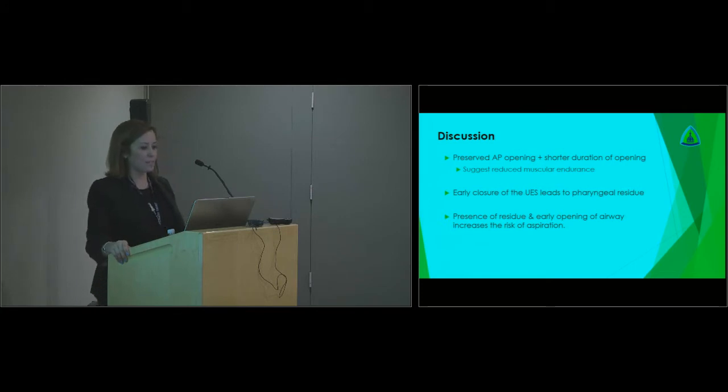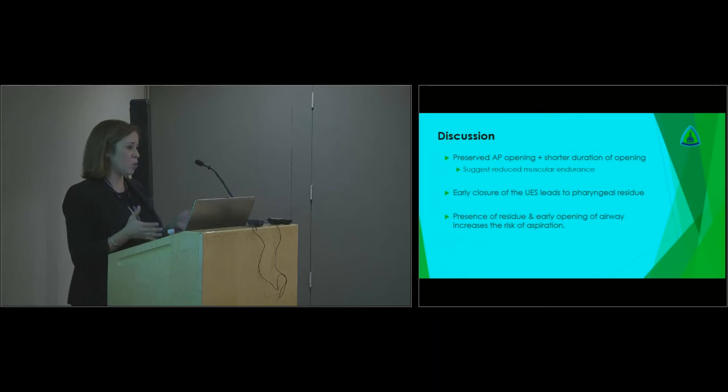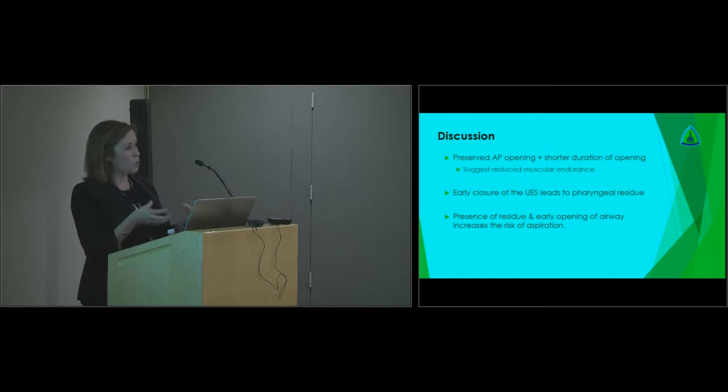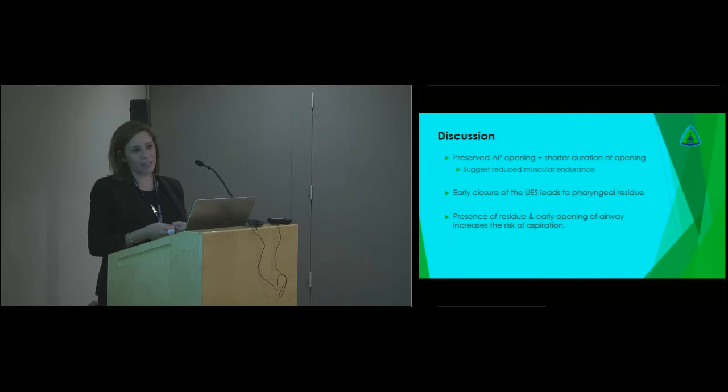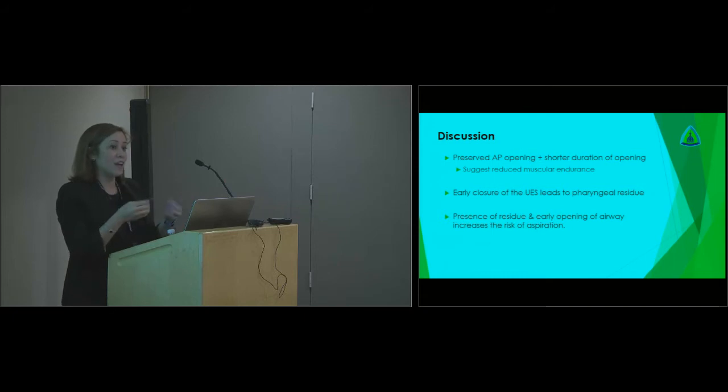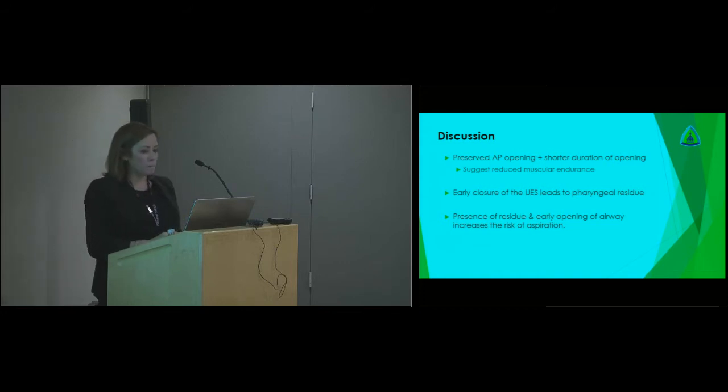So if we have a preserved anteroposterior opening, so we know that they can open it to the same extent as normal subjects, but we have a shorter duration of the opening, it suggests that these patients don't have the muscular endurance to sustain that opening for a period of time that allows the bolus to completely clear the pharynx. Also, the early closure of the UES before the bolus completely passes through causes a lot of residue in that area, which exposes to aspiration because there's going to be residue once the airway is unprotected and opened.